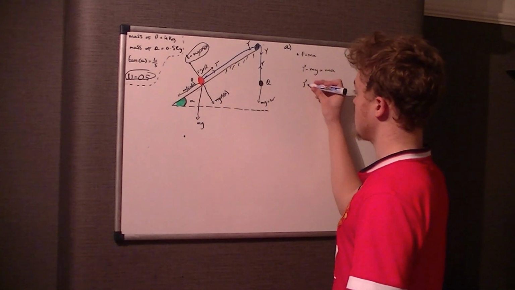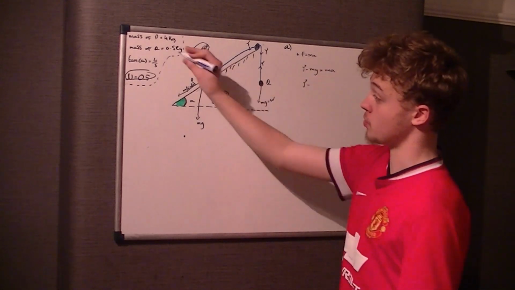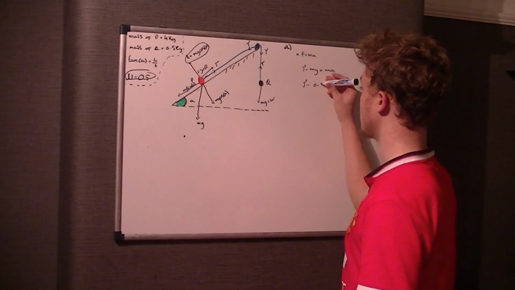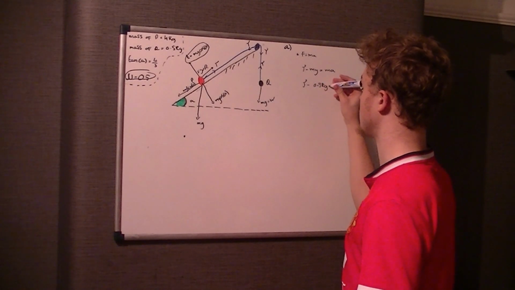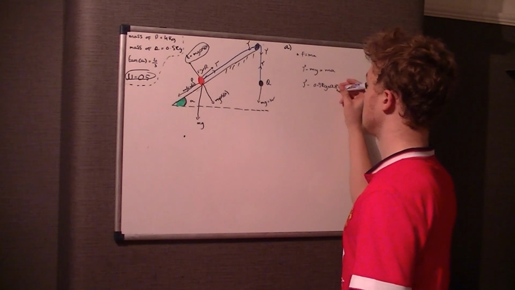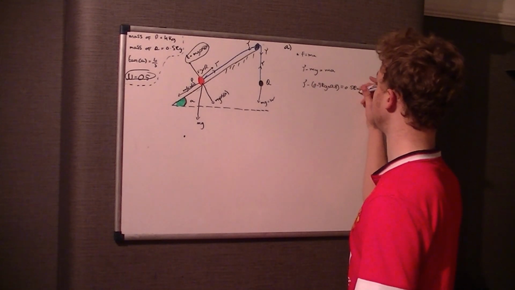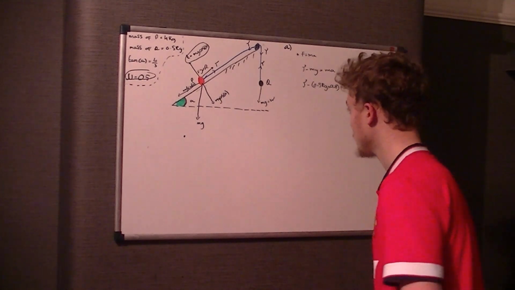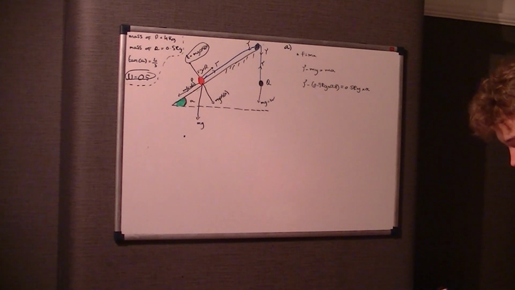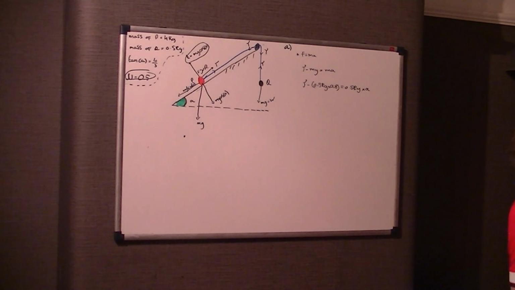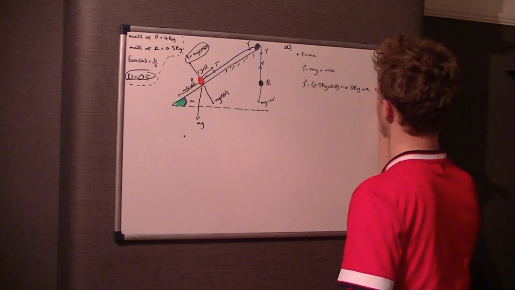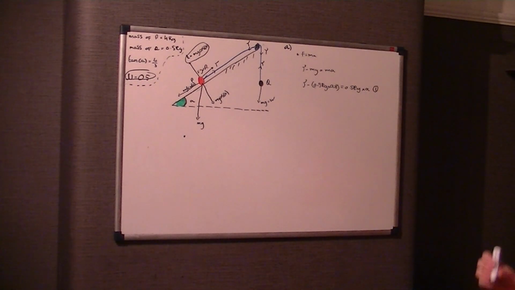Now, we don't know what T is, we know what the m is because we've got 0.5 kilograms. Now, obviously, g is 9.8. And the mass again is 0.5 kilograms, and we don't know a. Okay. Alright, so that's the first equation. I'm going to call that equation 1, because that is considering the particle at Q.